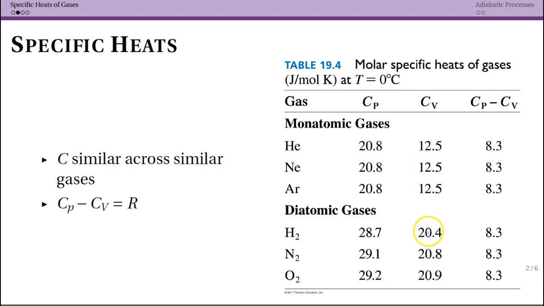Now for the diatomic gases, they vary a little bit, but to the extent that we're being physicists here and saying these are ideal gases, we basically say they're the same. So they're effectively the same across similar gases. The monatomic gases are similar to each other, the diatomic gases are similar to each other. In the next chapter, we'll actually learn a little bit about why they're different from one another, but right now that doesn't matter. The other thing to notice is that Cp minus Cv is actually a fixed value, and this is the same for both monatomic and diatomic gases, and this is the ideal gas constant if you check the units.